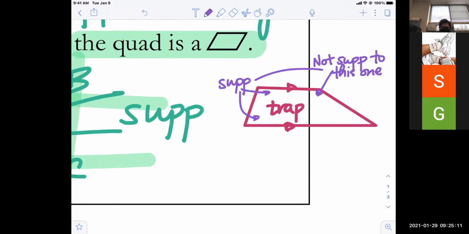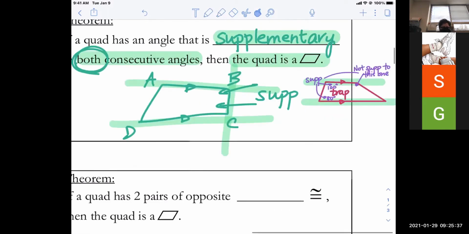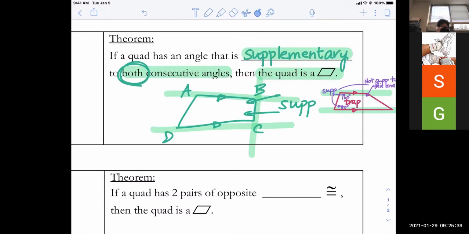So this could be like 100 and that could be like 80. But if it's a trapezoid and these sides aren't parallel, then that 100 will not make the other consecutive interior 80. So on a trapezoid, you'll only have that side and that side parallel and that transversal, but it will not make the other. Same thing over the other side will also have supplementary, but it's only going to make the top and the bottom parallel. Okay, so you have to make sure it's supplementary to both consecutive angles.